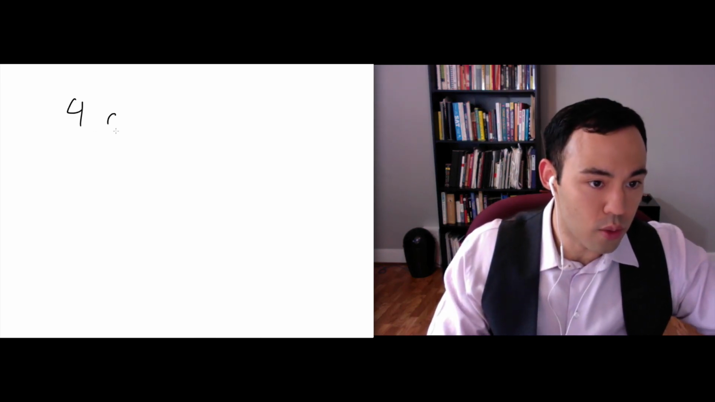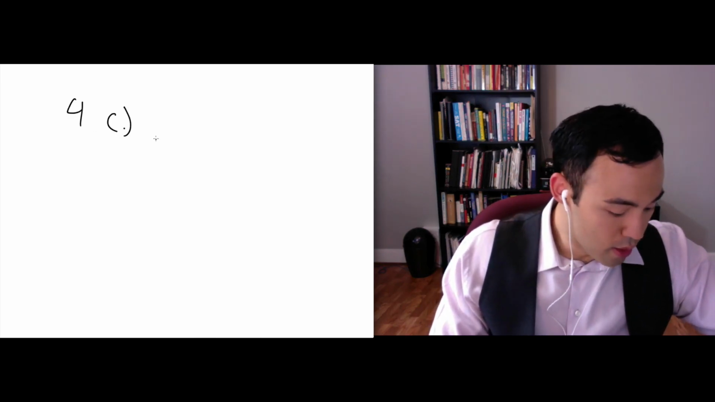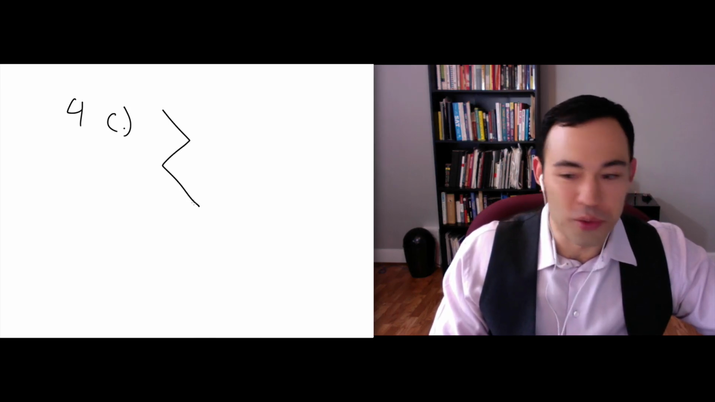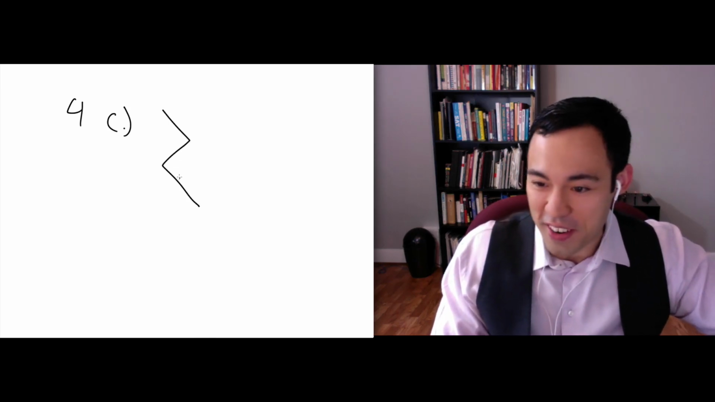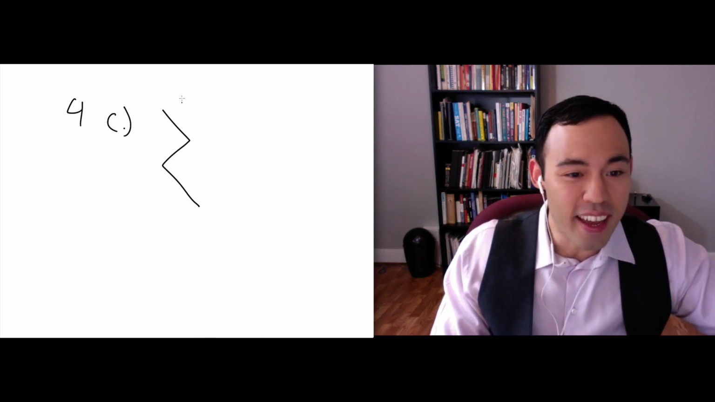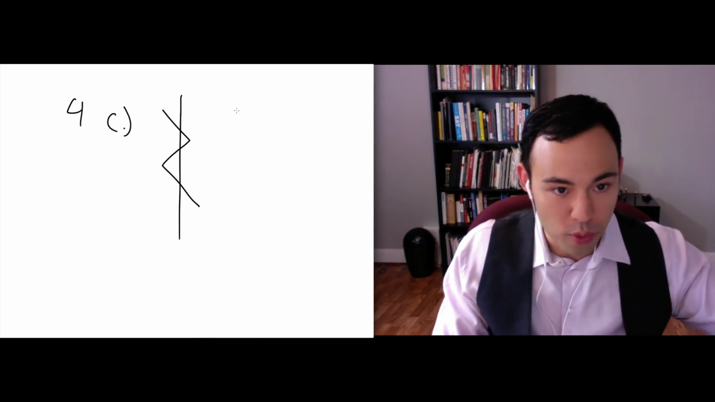So let's go ahead and look at C, answer choice 4C. Oh, we got a zigzag. Looks like a lightning bolt, I suppose. It's Harry Potter's scar for answer choice C. And indeed, vertical line test hits multiple points.